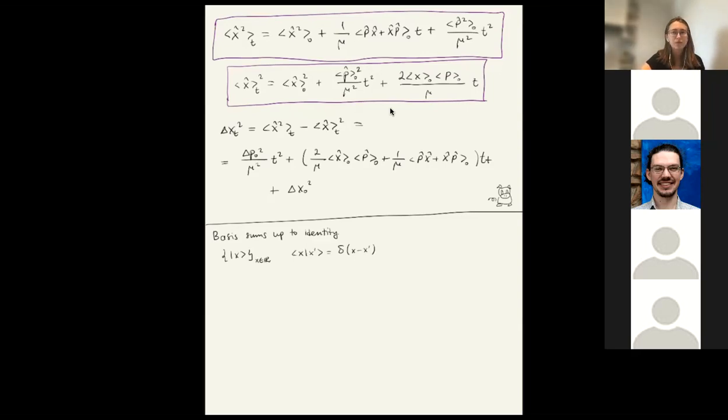Then there is one thing we can immediately do, which is to always write out the identity as the following integral from minus infinity to plus infinity, dx |x⟩⟨x|. So why does this hold?